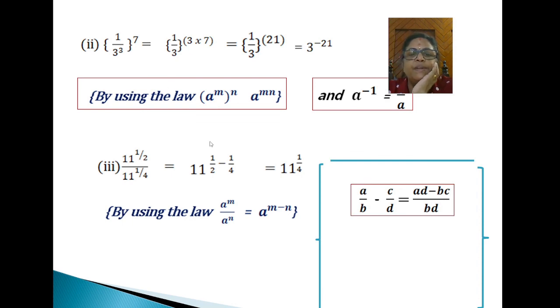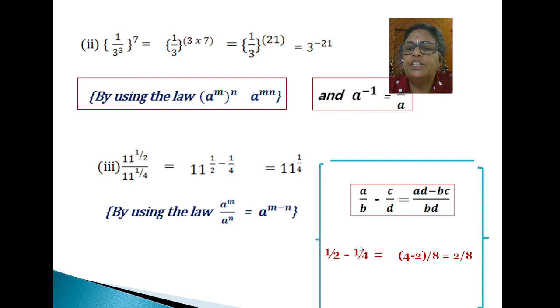Here subtracting 1 by 2 minus 1 by 4 is simple, but I am explaining for every student. All the students will not understand easily, so for slow learners also I have to explain. A by b minus c by d is ad minus bc divided by bd. So 1 by 2 minus 1 by 4. So ad is 1 into 4 minus bc is 2 into 1.